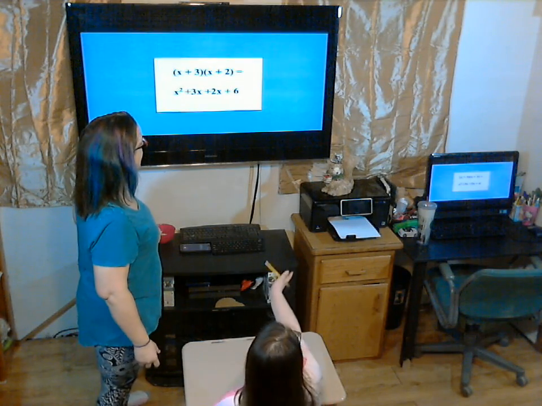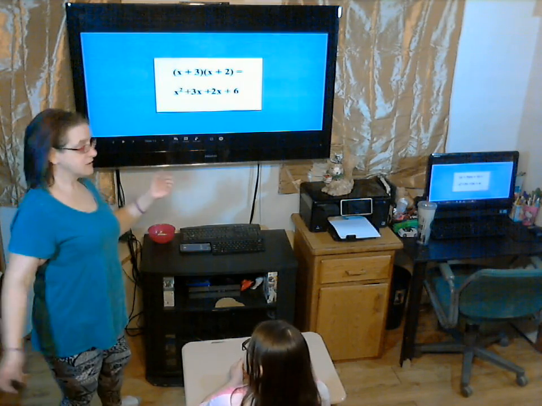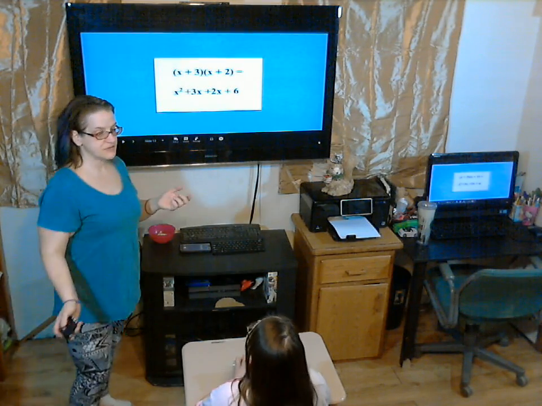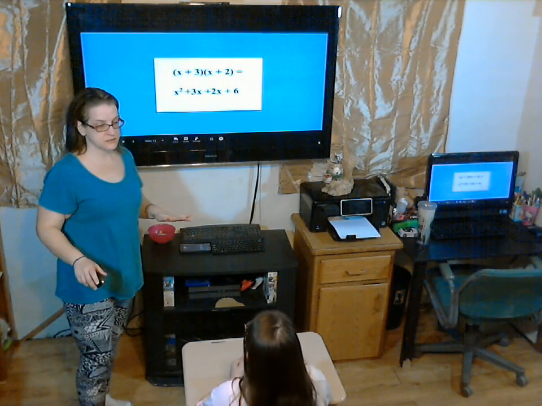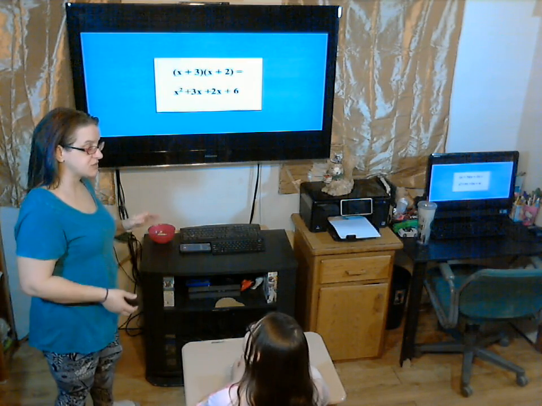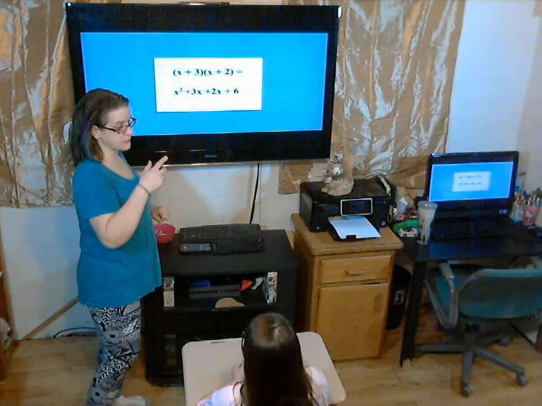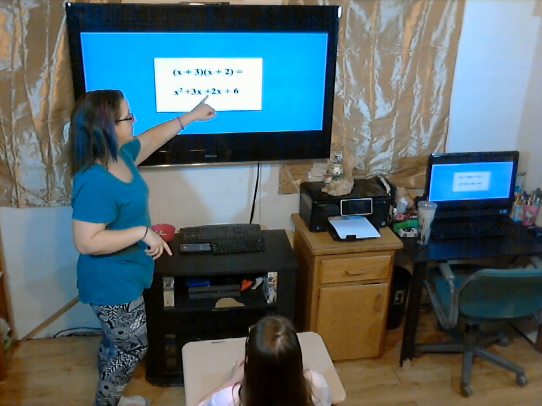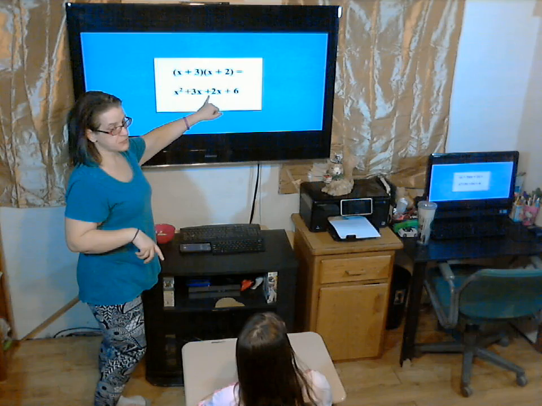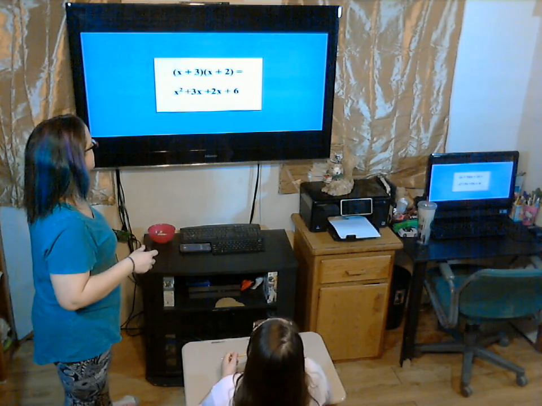So, what do we have? We have an x squared plus 3x plus 2x plus 6. Good job. Can we simplify that? Are there any like terms? 3x and 2x. 3x and 2x, and that gives us a what? 5x. We add those together this time, unlike we subtracted, right? Because they're both positive. That's right.